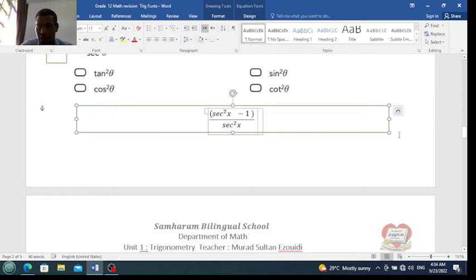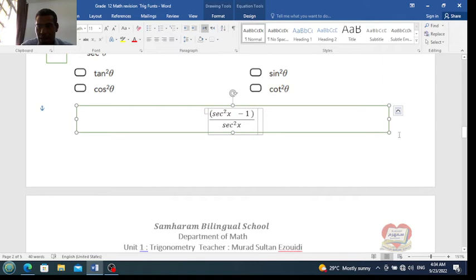Therefore, sec square minus 1. Therefore, we have sec square minus 1 is equal to tangent square. I'll just write here tangent square. Then I will erase this. Okay. Then instead of writing sec square minus 1, I will write tangent square. So this one is equal to.